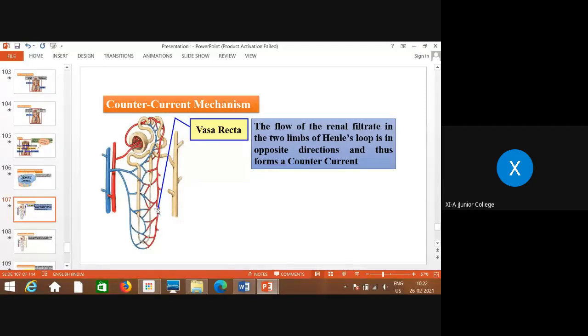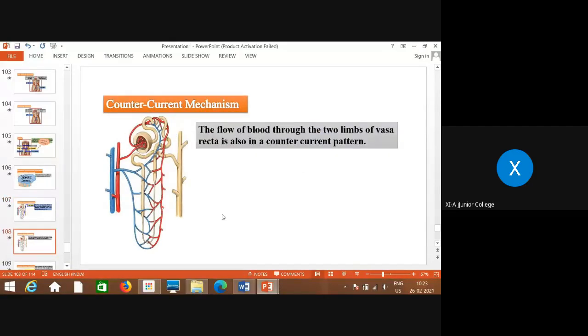As I told, the loop of Henle is covered by this peritubular region, and that's why it is called vasa recta. So the flow of renal filtrate in the two limbs of the loop of Henle is in the opposite direction, and that is what counter means. Opposite. This is the loop of Henle, the entire one. This is the ascending limb, this is the descending limb, and both run in opposite directions. That's why this is called the counter current mechanism. So the flow of urine is in the opposite direction.